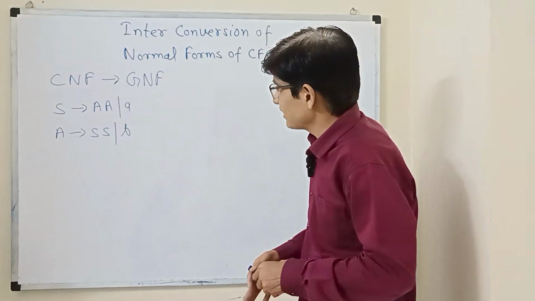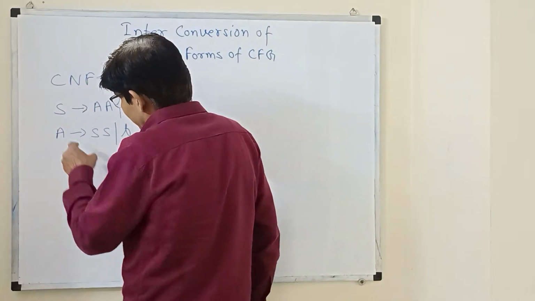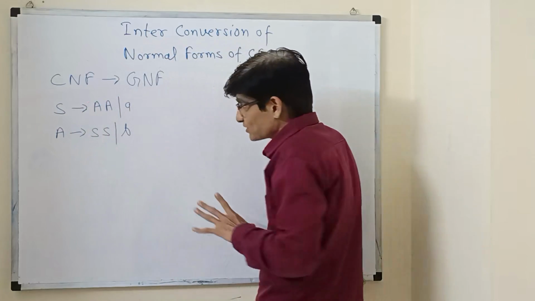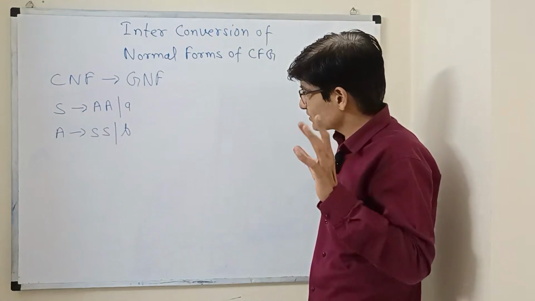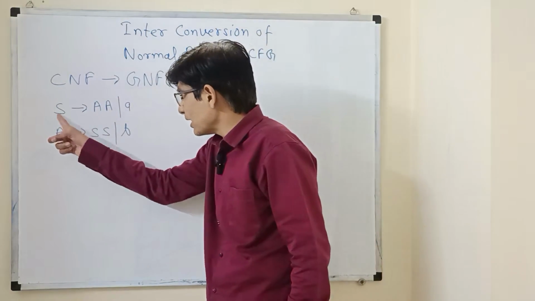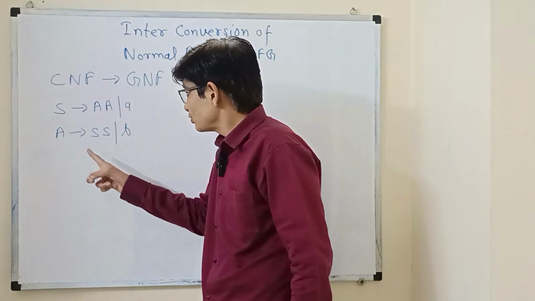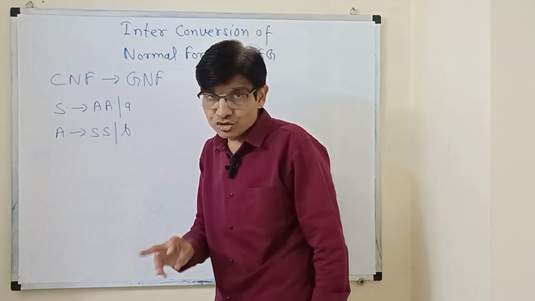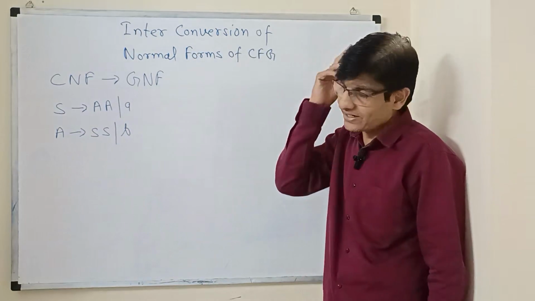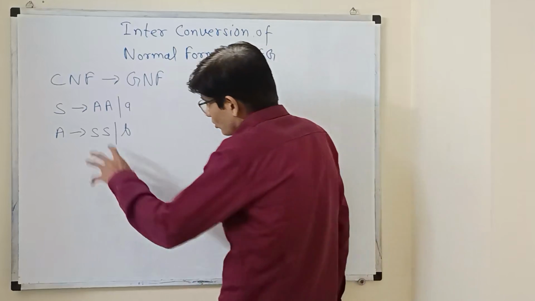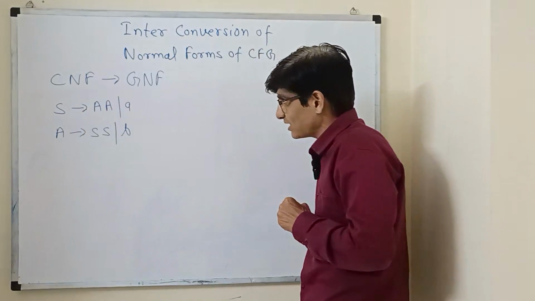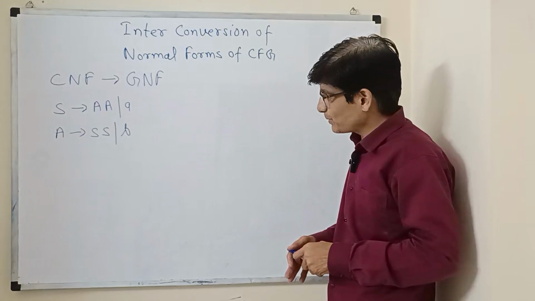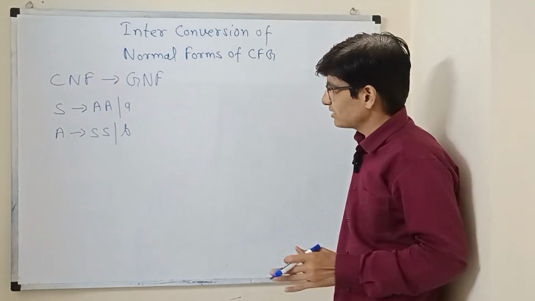In this particular example we have only four productions, and out of these four productions, two are already in GNF. Two are already in GNF, that is S gives a, and A gives b. So these two productions are already in GNF. Now we need to convert only these two productions into GNF. So now how we will convert this, I will explain. Now I will start with the conversion.